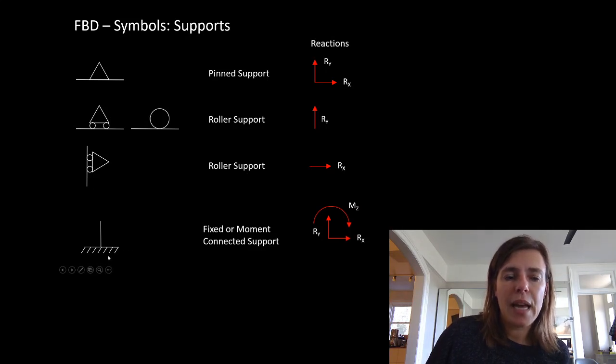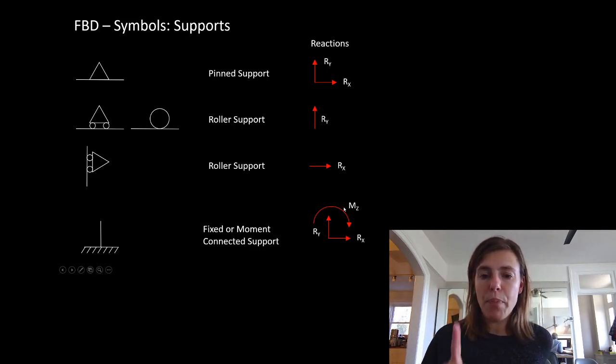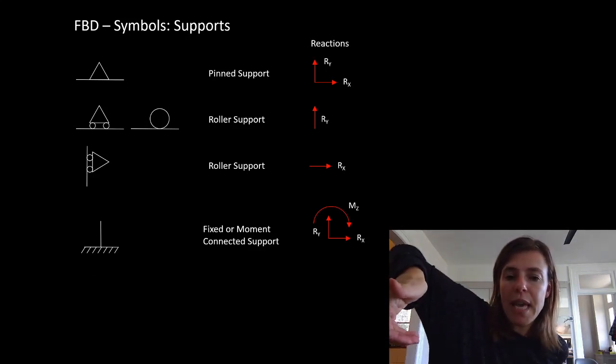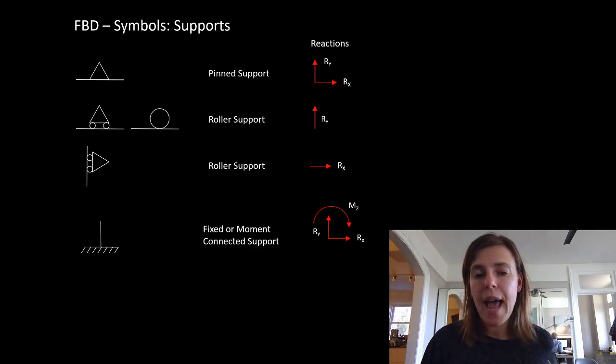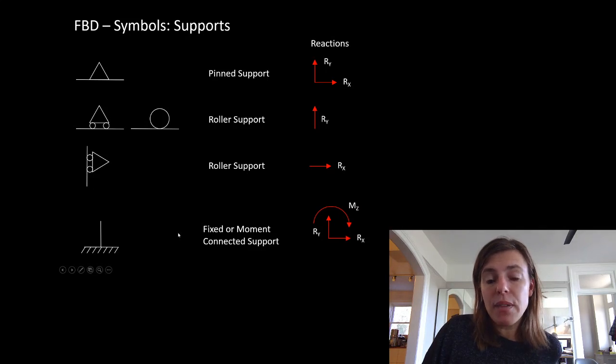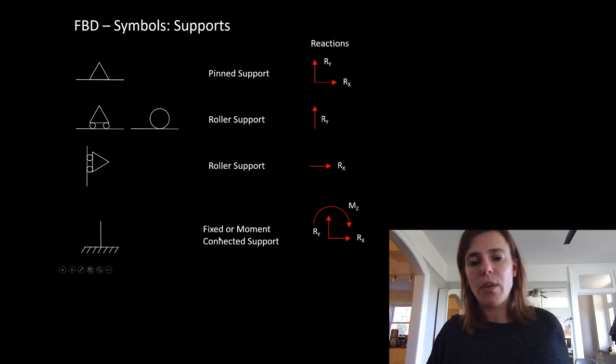A moment connection is a fixed connection where it stops movement in all 3 degrees of freedom in our 2D system. It stops up and down movement, side to side movement, and that rotation about our Z axis. You see these, for example, at the base of a light post. That would be a moment connection. But they're hard to detail and they're expensive. We don't like doing moment connections if we don't have to.